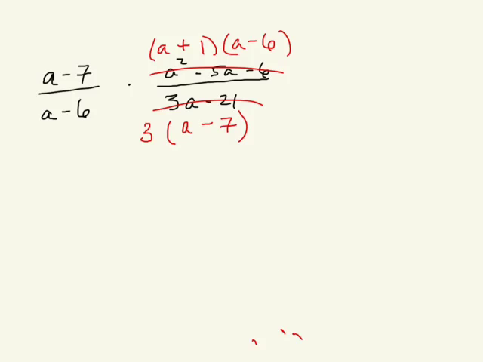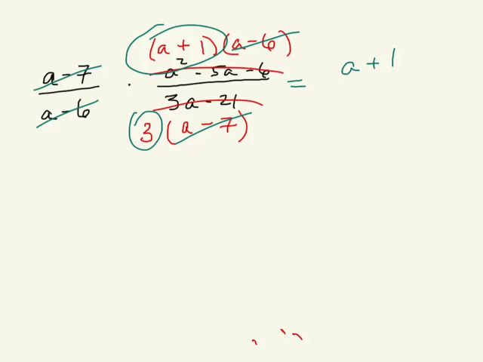So now you're getting ready to cancel things out. We'll do some green here. A minus 7 cancels an a minus 7. A minus 6 cancels an a minus 6. So you're left with 3 on the bottom. You're left with a plus 1 up top. So you got a plus 1 over 3. I believe that is all you have. Okay?